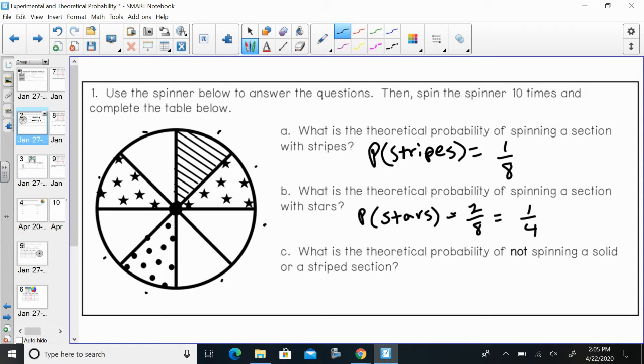What's the theoretical probability of not spinning a solid or striped? So not solid, not striped. What is remaining? The remaining is the stars or the dots. That's 3 out of 8 chances.